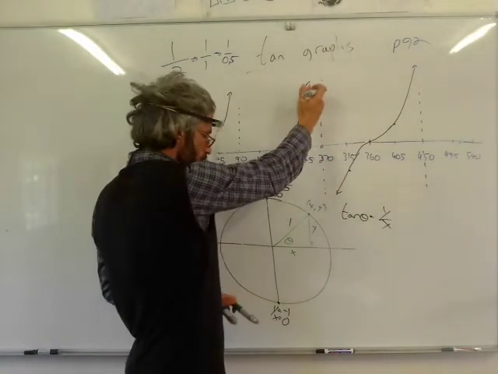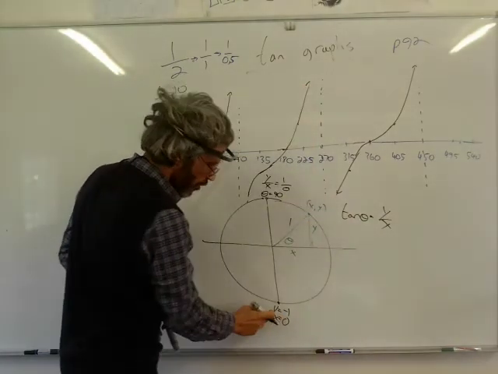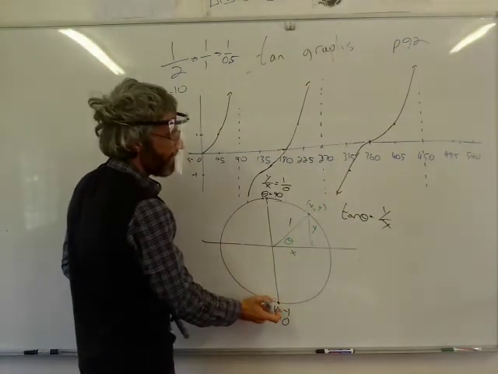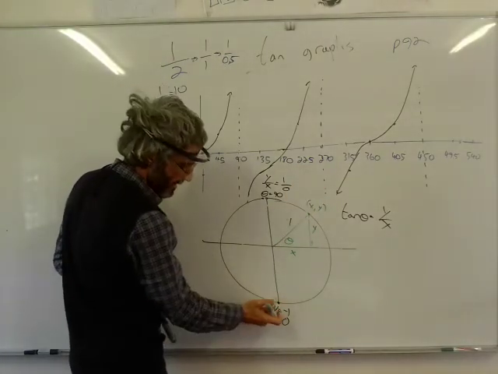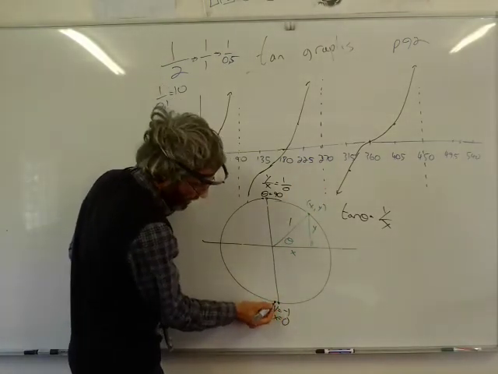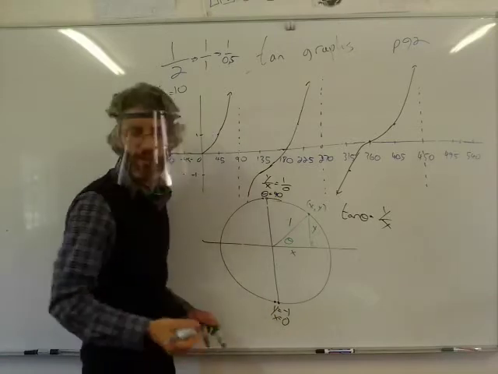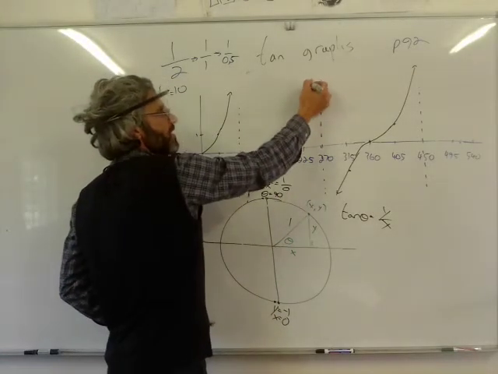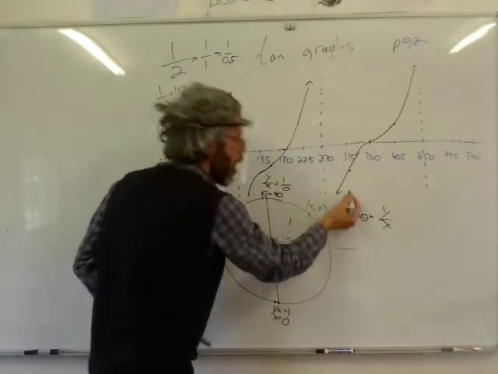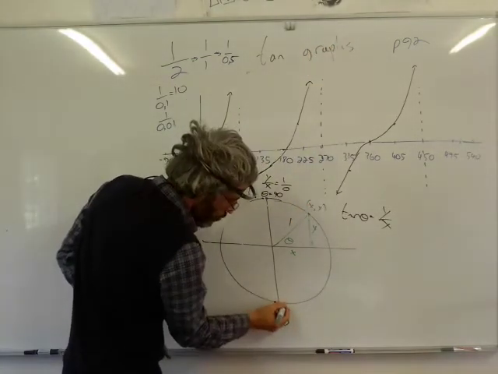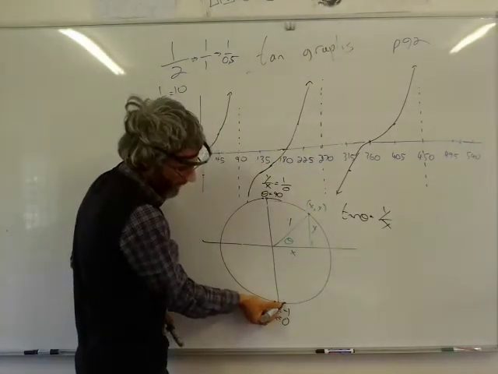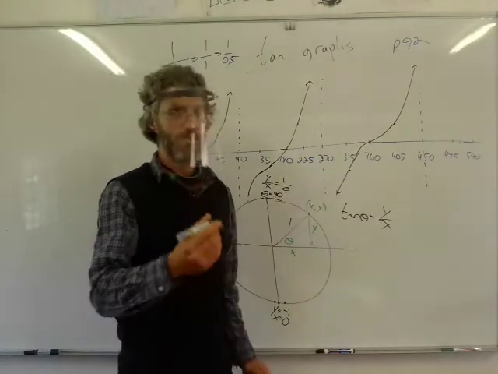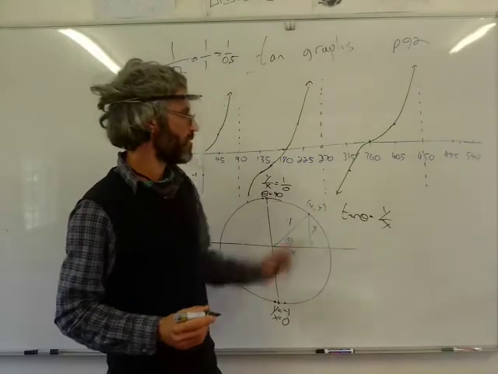If I just go before 270, y is negative 1, but also the x is negative. So negative divided by negative is positive. So just before 270, it blows up to infinity. Just after 270, as I move on to here, the y is still negative, but the x now is positive. So we're going to get negative divided by positive, which will be negative.